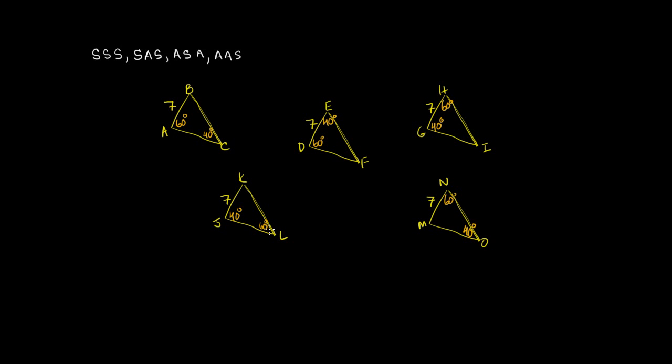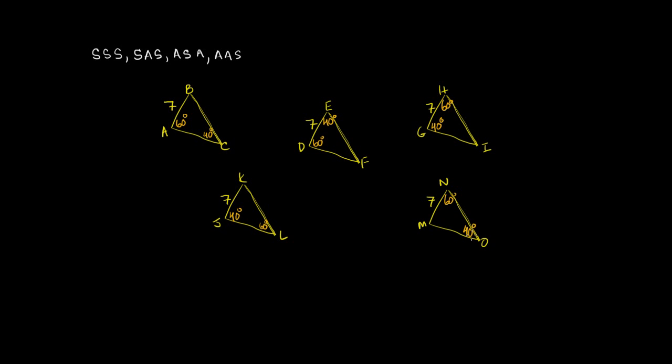This one we have a 60 degrees, then a 40 degrees, and a 7. This is tempting. We have an angle and a side. But the angles are in a different order. Here it's 40, 60, 7. Here it's 60, 40, 7. So it's an angle and a side, but the side is not on the 60 degree angle. It's on the 40 degree angle over here. So this doesn't look right either.